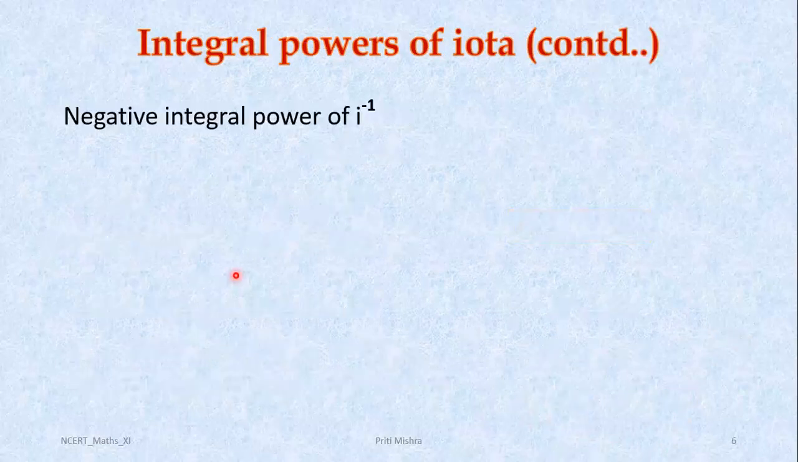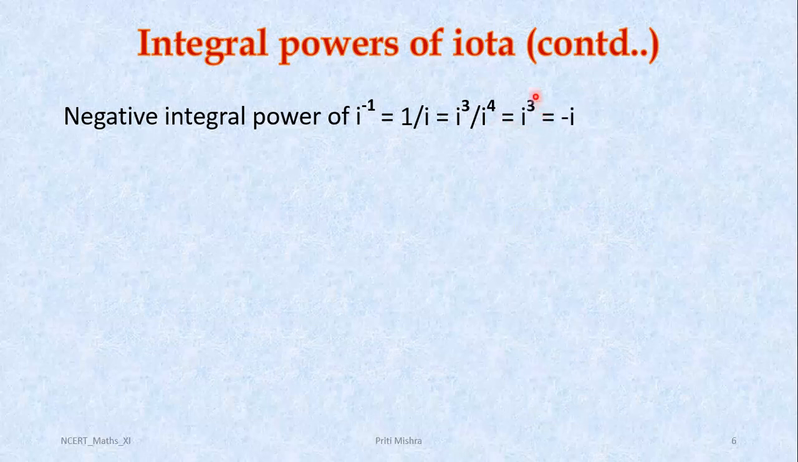If we have to find the negative integral power of i, i raised to the power -1, then I can write it like 1 upon i. Now, in order to solve this fraction, we multiply by i cube in the numerator as well as in the denominator. So it will be i cube upon i to the power 4. Now you know very well i to the power 4 is equal to 1. So it will be i cube. And the value of i cube is minus i. So the value of i raised to the power -1, we got minus i.